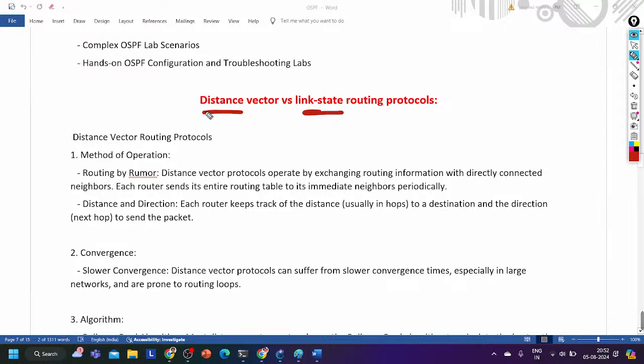Should I discuss, guys, the differences between distance vector and link state again? Or can I start the OSPF routing protocol directly now? Tell me.